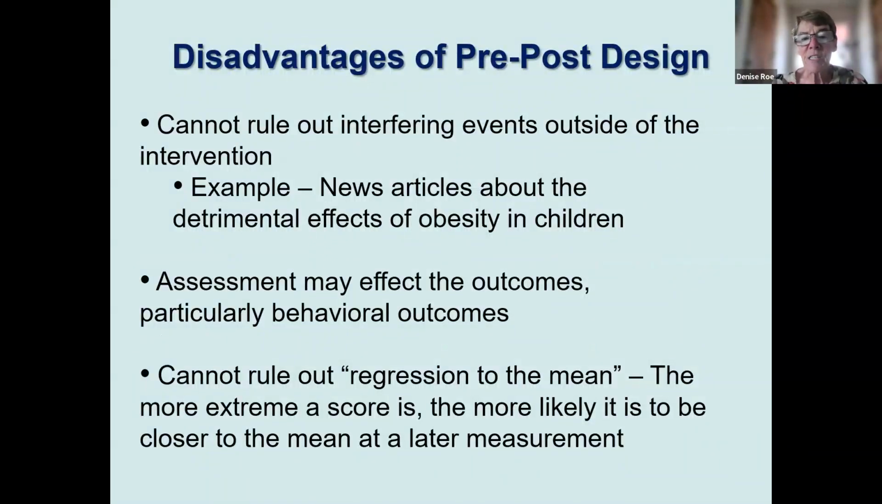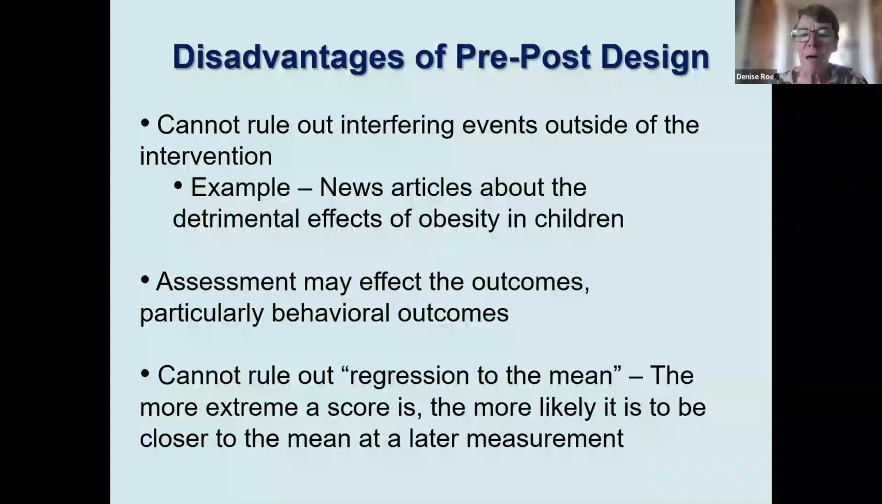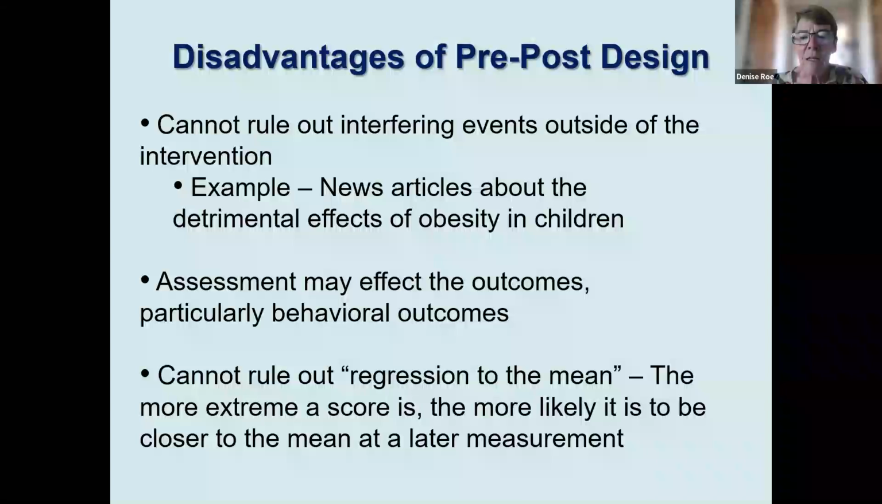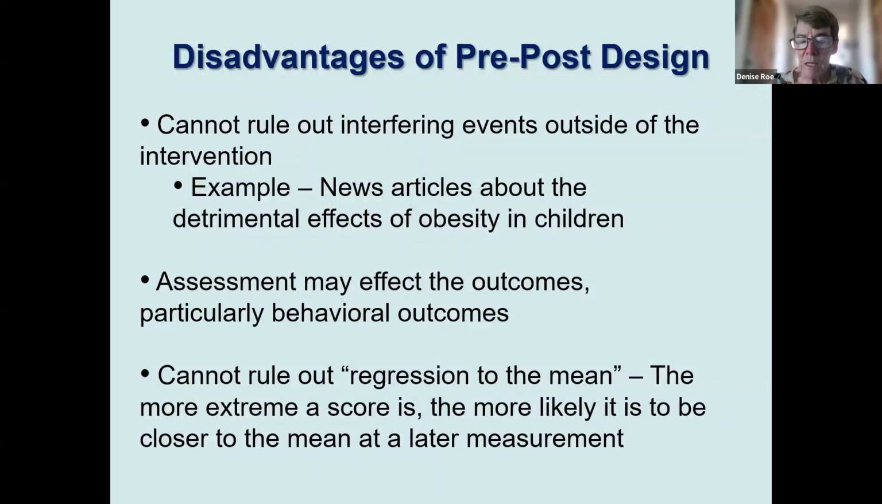Just the fact of assessment itself may affect the outcomes. I mean, if people know that they're measuring their BMI, their weight, their waist circumference at baseline, it may affect what they do during the study, irrespective of the intervention. And we can't rule out what's called regression to the mean, which means the more extreme a score is, the more likely it is to be closer to the mean at a later measurement.